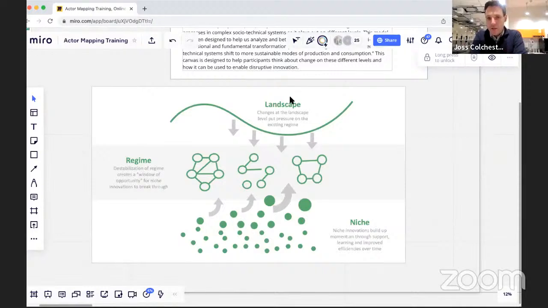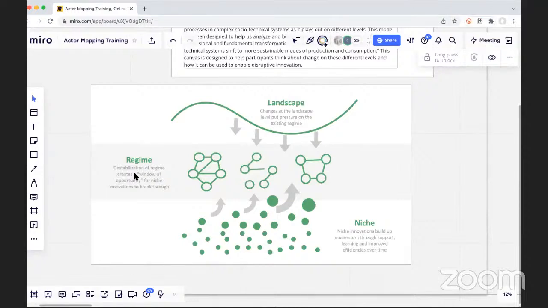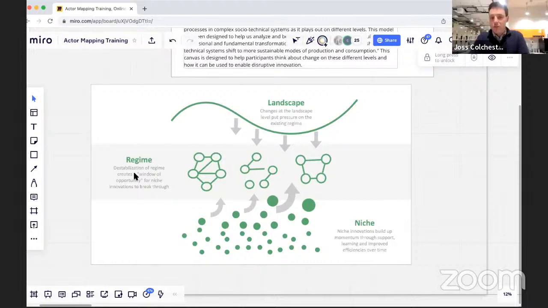On the highest level is this idea of the landscape. These are the big changes that are happening in the system's environment. Here we have the regime, which is the existing dominant paradigm or way of doing things within that system. It's the established institutions and patterns of organization, patterns of working, and how things get done. And down at the bottom, we have the niche, which are the new innovations that are being introduced into that system and potentially will disrupt it and enable a transition process to a new paradigm within the system.